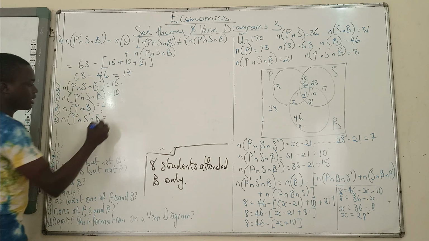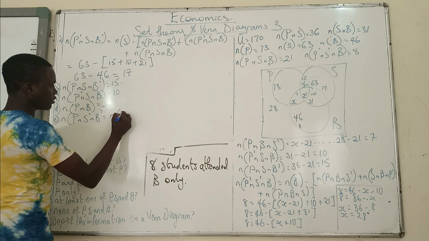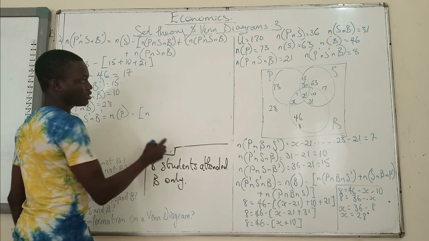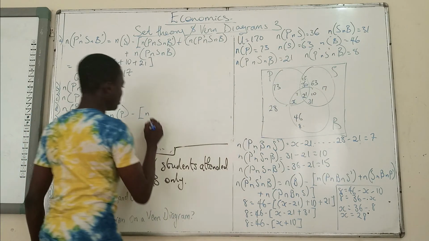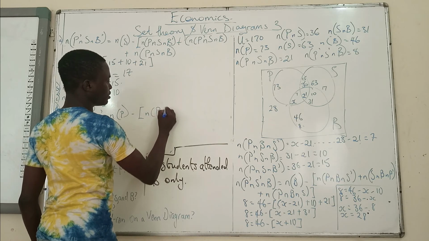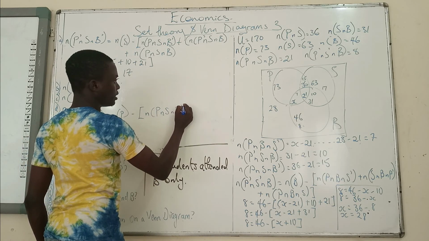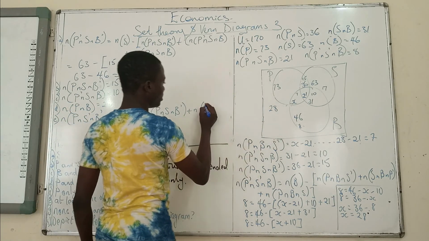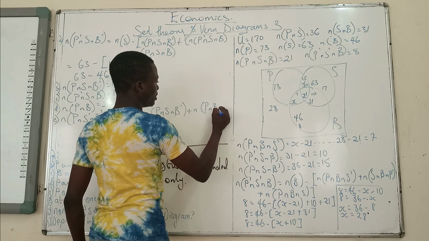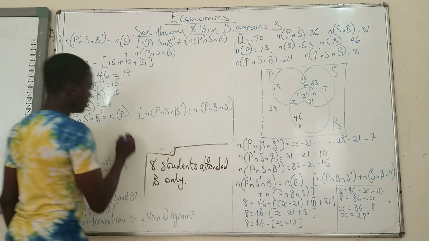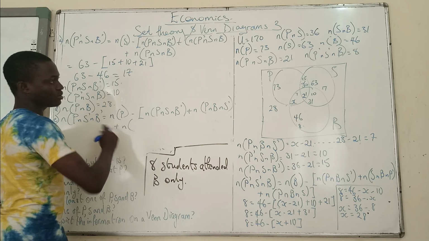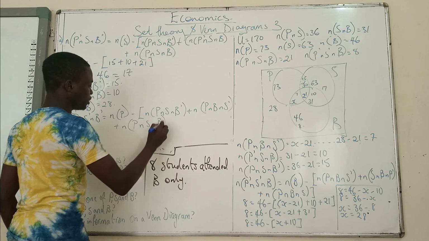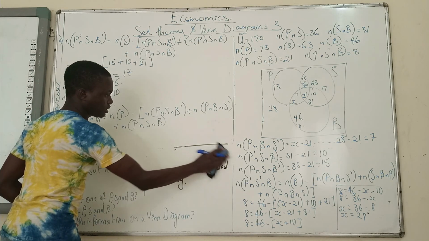So that gives us the cardinality of P itself, the number of students that went to primary schools altogether, minus the cardinality of P intersection S intersection B prime, the number that went to this and this only, plus the cardinality of P intersection B intersection S prime, the number that went to this and this only, then plus the cardinality of students that went to the three schools, P intersection S intersection B. I think we are done with this.